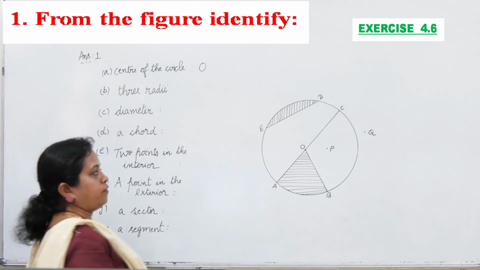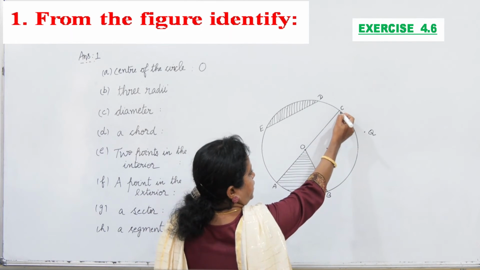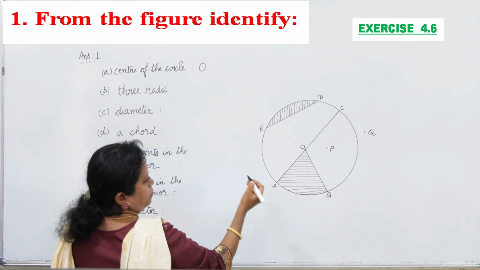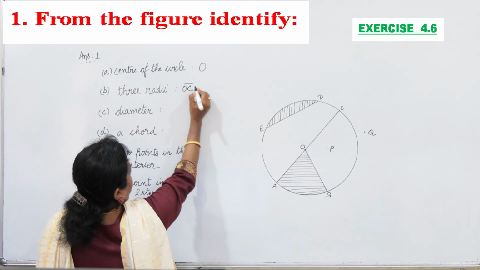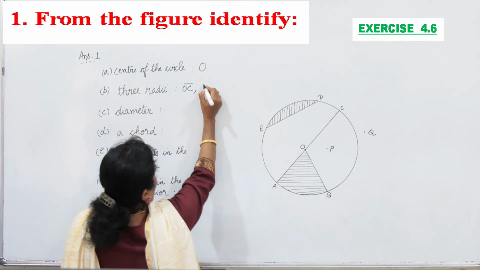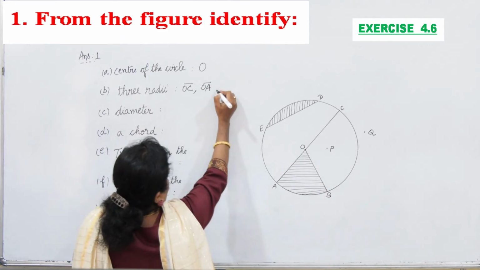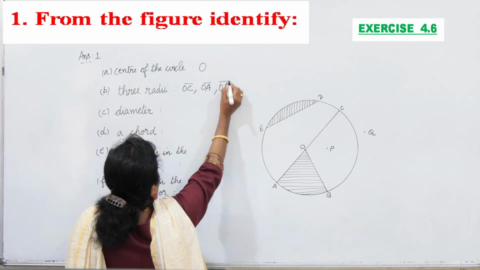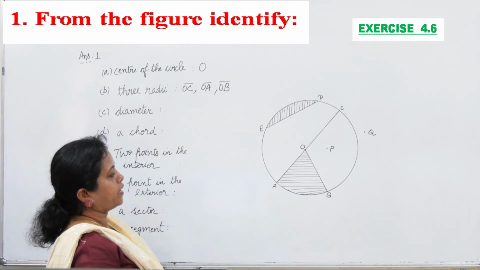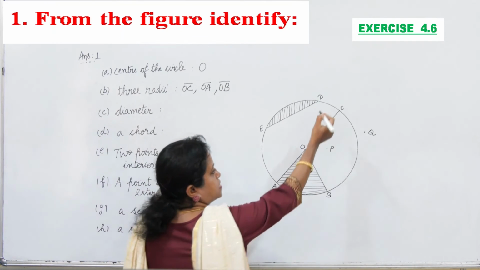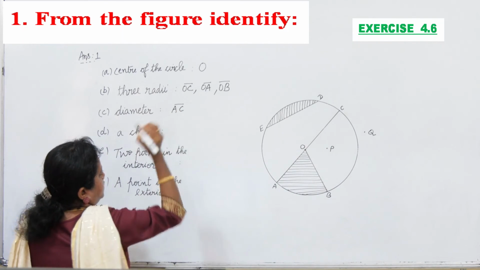Three radii. Radii is nothing but a line segment starting from the center and its other endpoint on the circle. So many radii are there. Any three can be. It can be OC, OA and OB. These are all the radii of the given circle. Diameter is a line segment which passes through the center and has endpoints on the circle. So here the diameter is AC.